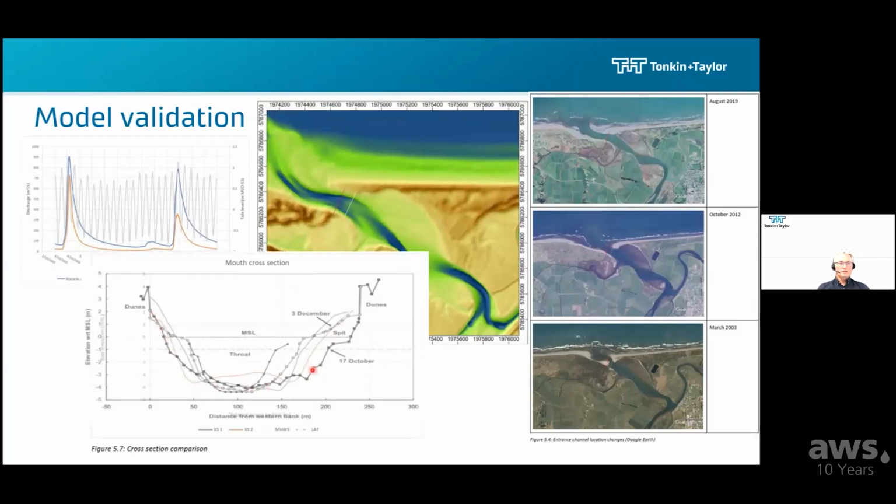These are those cross sections replicated. On the right-hand panels here, I've shown those same two lines, but plotted over different aerials of different points in time. And you can see how much the mouth actually moves with time.